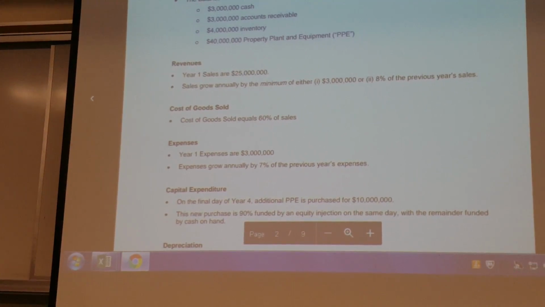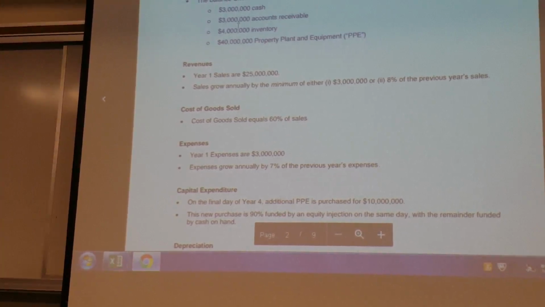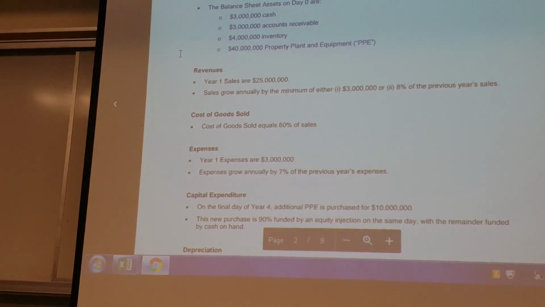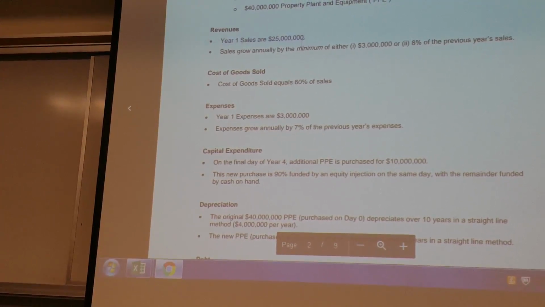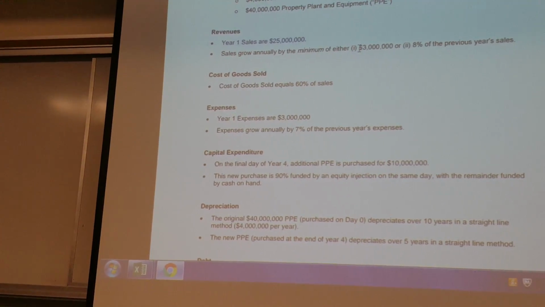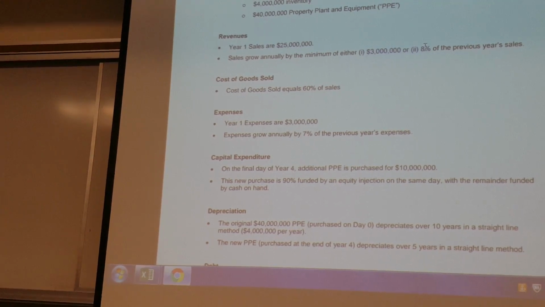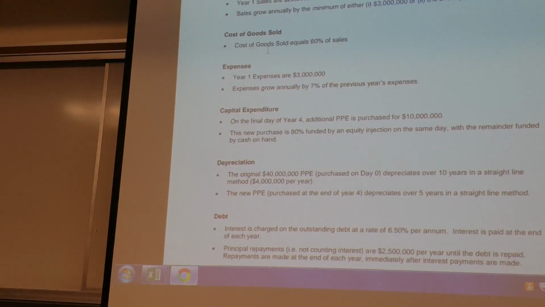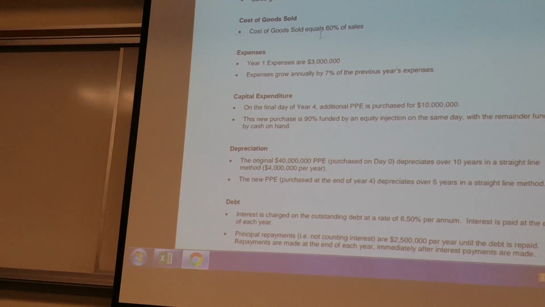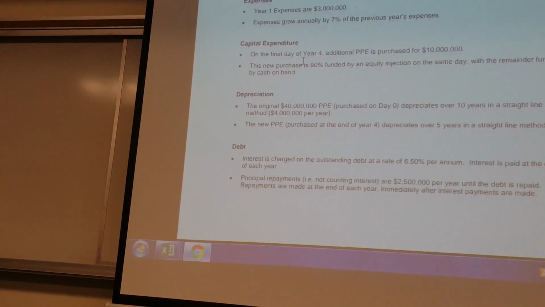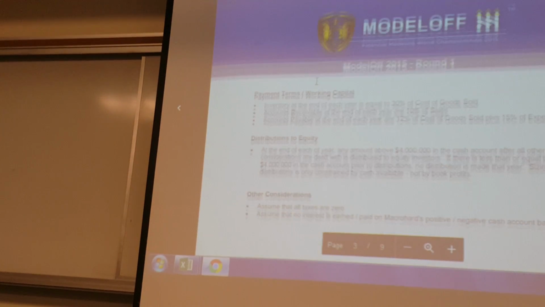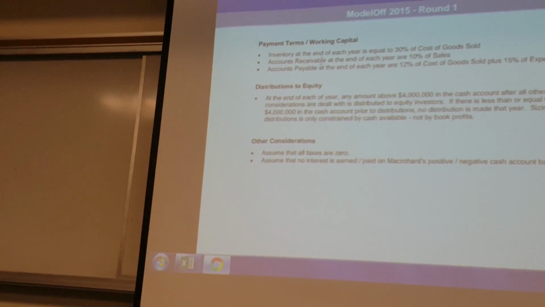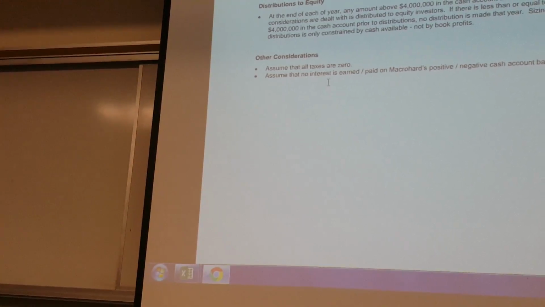Here's the initial investment. We've got this much cash, accounts receivable, inventory, property, plant, equipment, etc. Here's your assumption about revenues. It starts off at 25 million, and then it grows by a minimum of either 3 million a year or 8%. Assumption about COGS, assumption about expenses, takes you through everything. So you've got capital expenditure, depreciation, debt, working capital, distributions if you have excess cash, etc.